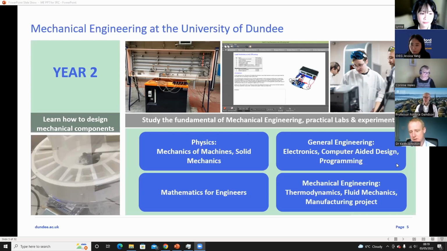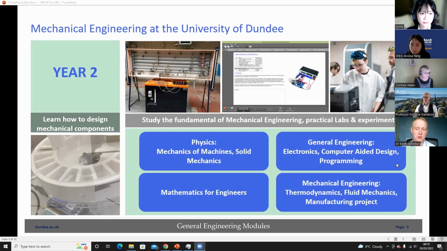So we have some general engineering modules that you need to know, for example, in electronics, programming. We have some core modules in mathematics, but we have also a lot of project elements. And the project element is the fundamental key thing for mechanical engineering, where we learn mechanical engineering skills by completing a practical project. So an example here, we have a practical project called manufacturing project.